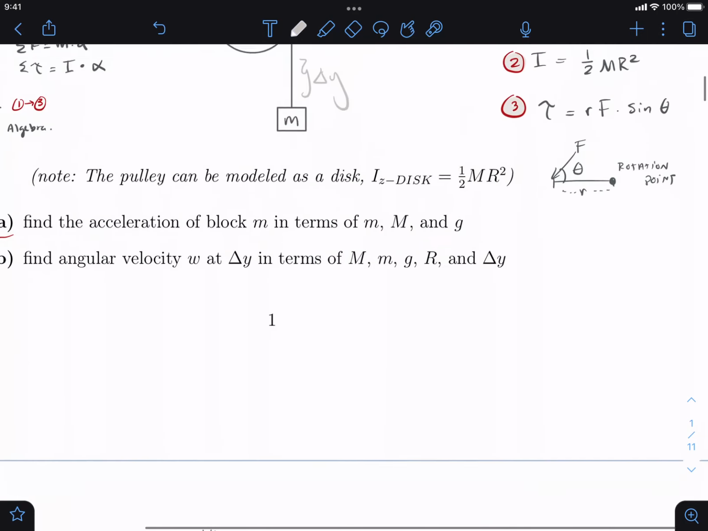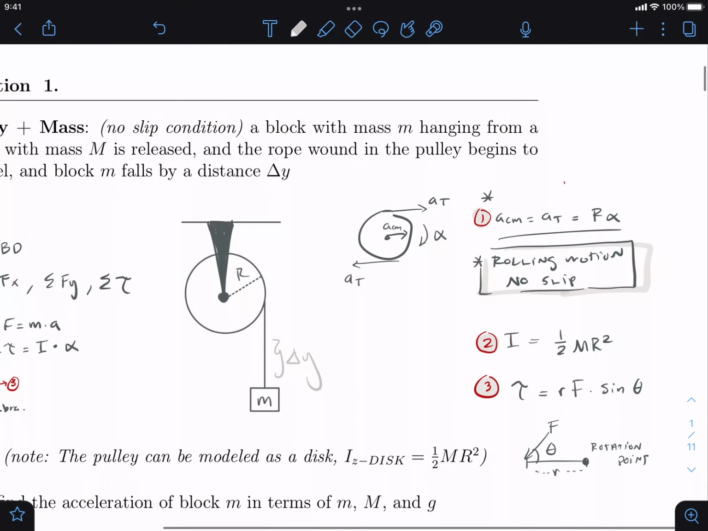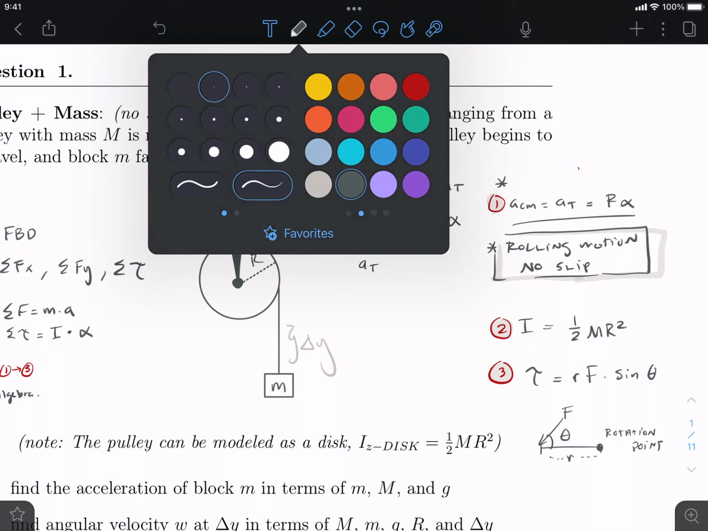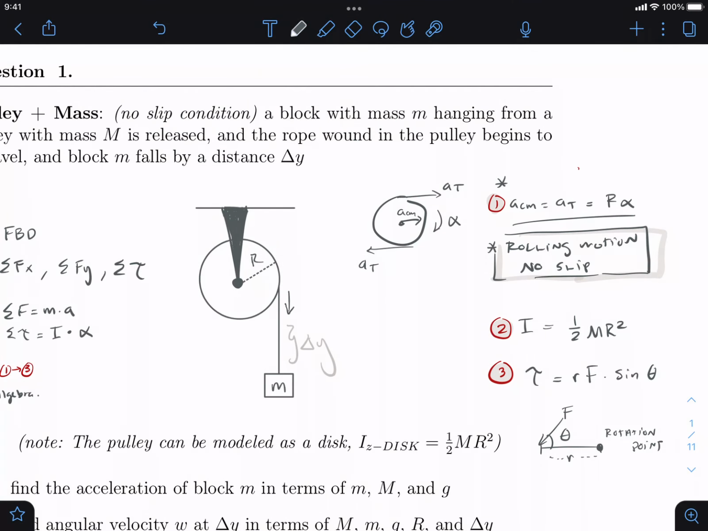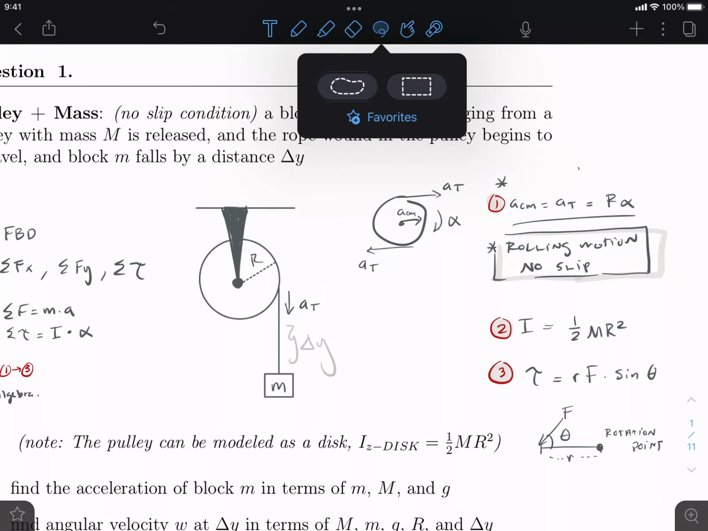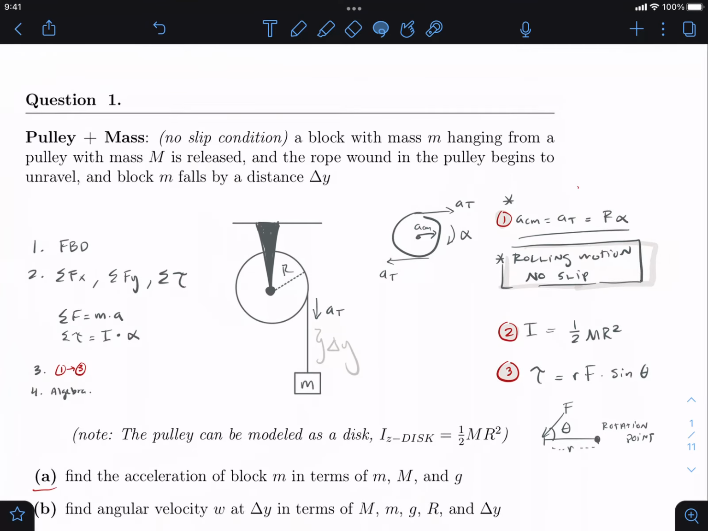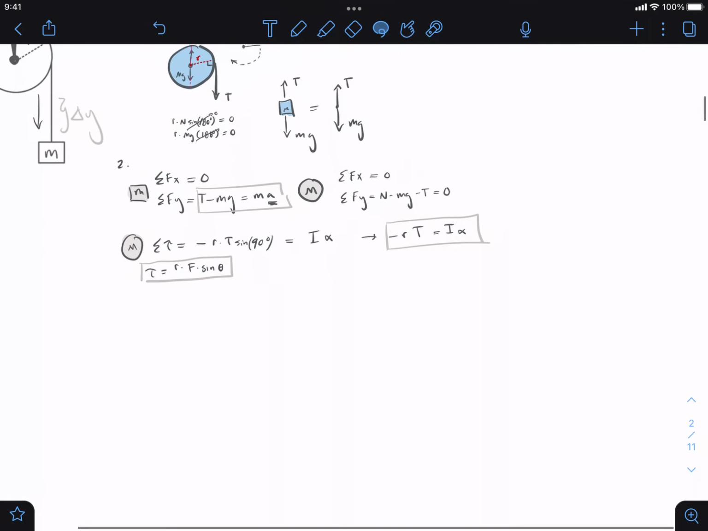Let's see. In the beginning, we talked about when we have rolling motion with no slip, we can say that AT, which in this case is the tangent acceleration coming off of this circle, is going to be equal to R alpha. So let's take that expression right there. So if AT is equal to R alpha. Okay, so we have this, right?